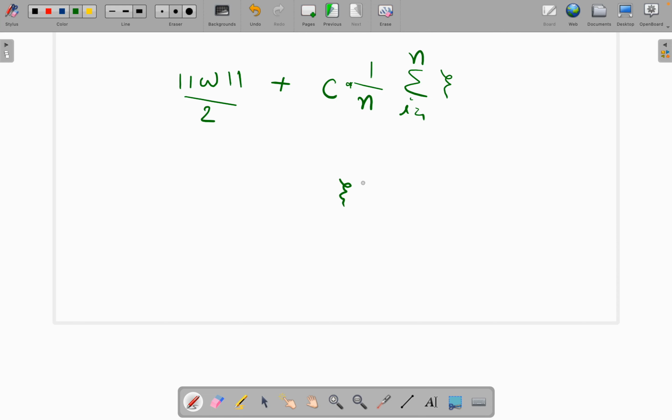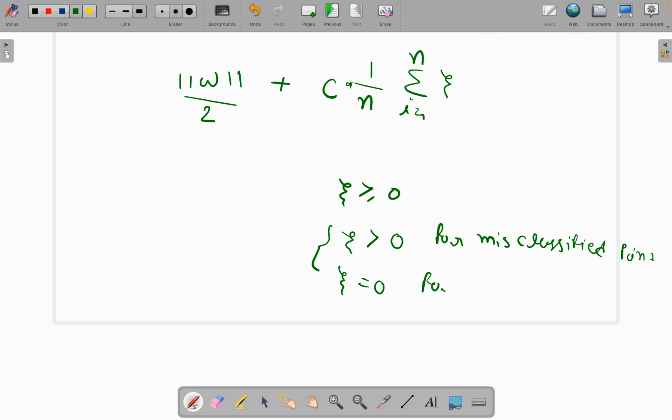So basically eta will be greater than or equal to 0, but I can say eta will be greater than 0 for a misclassified point, right? And eta will be 0 for a correctly classified point, right? So you can think of eta as a loss or error.